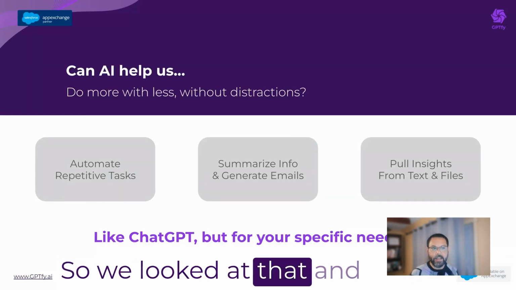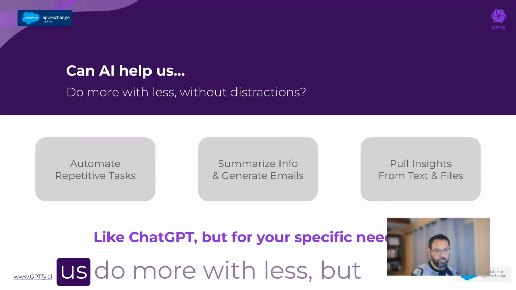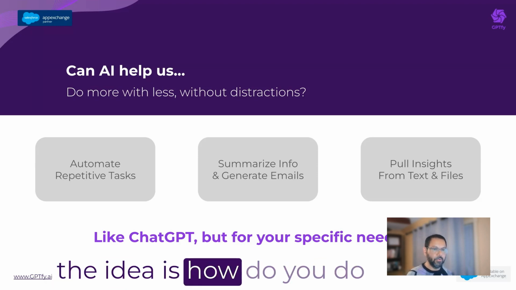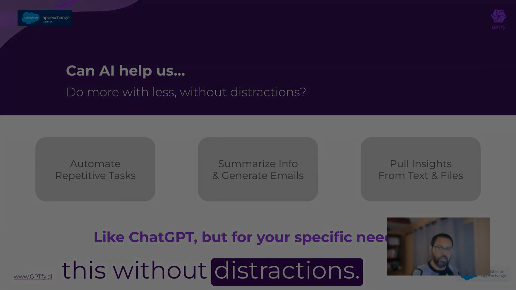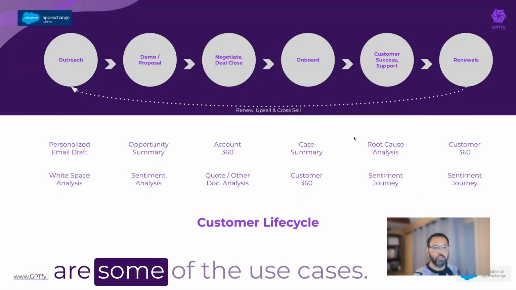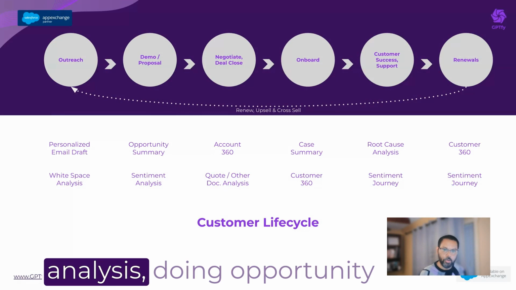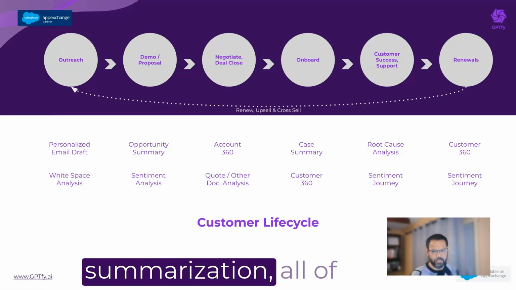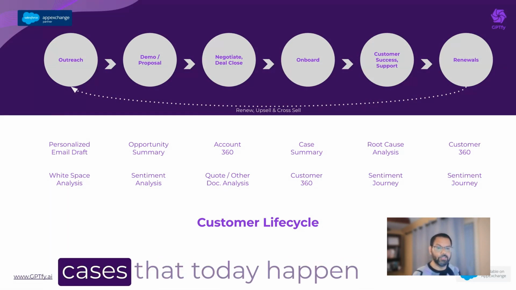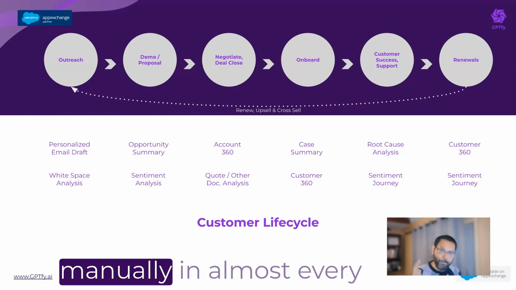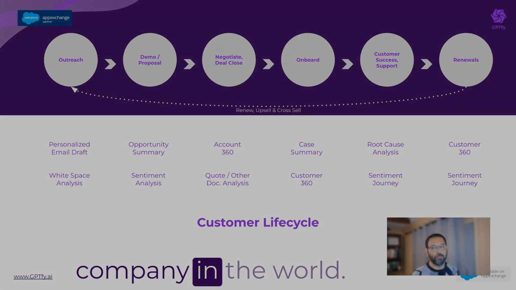So we looked at that and we all know that AI can help us do more with less. But the idea is how do you do this without distractions? And everything down here are some of the use cases. So whether it's writing emails, doing white space analysis, doing opportunity summarization, account summarization, all of these things are use cases that today happen manually in almost every company in the world.